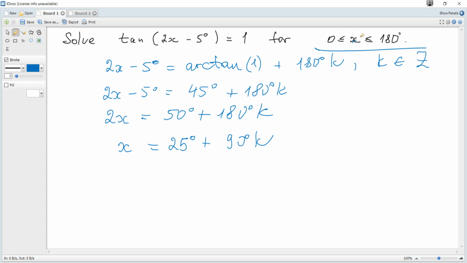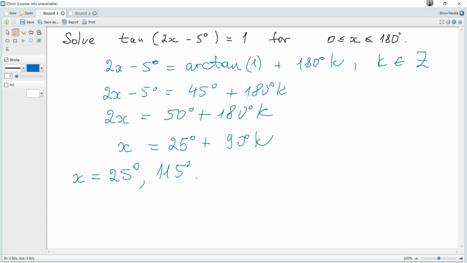than 0 and less or equal than 180, and we consider just values for k to get specific values, and we start with 0. When k is 0, x is 25, and 25 is in the required region, so 25 is the required solution. Then when k is 1, it becomes 90 plus 25, so 115 degrees, also from a given region, so also the required answer.